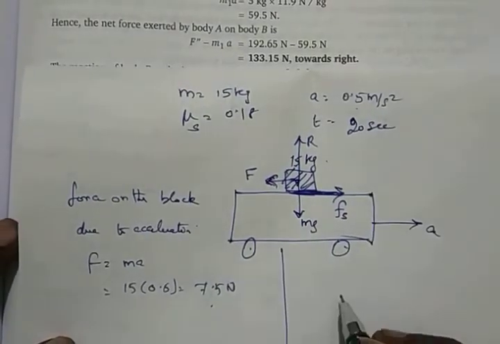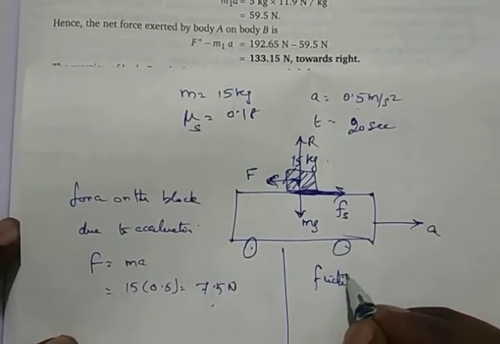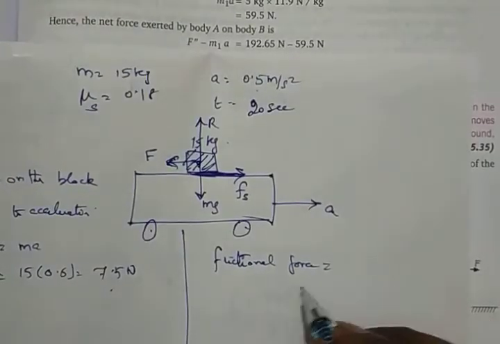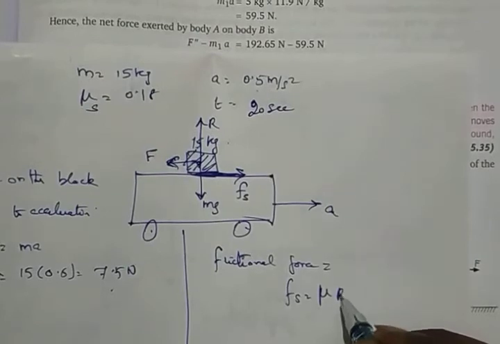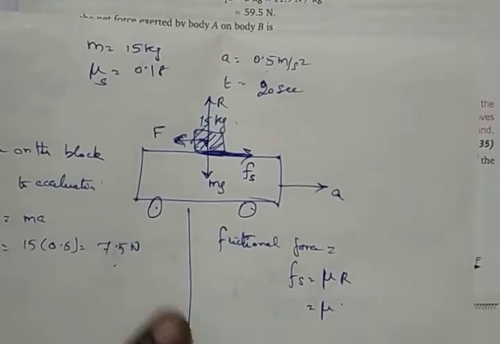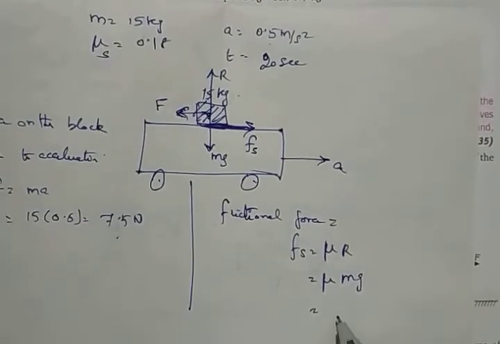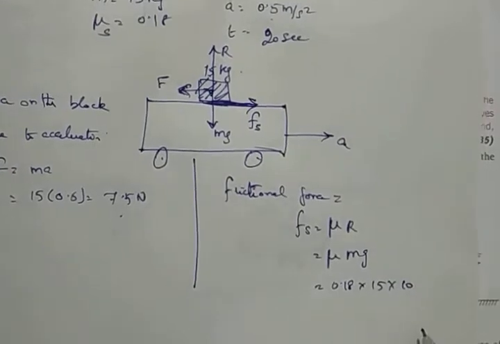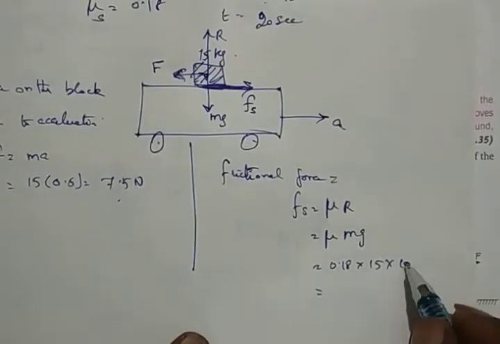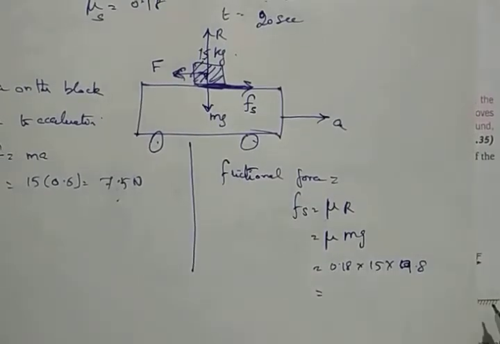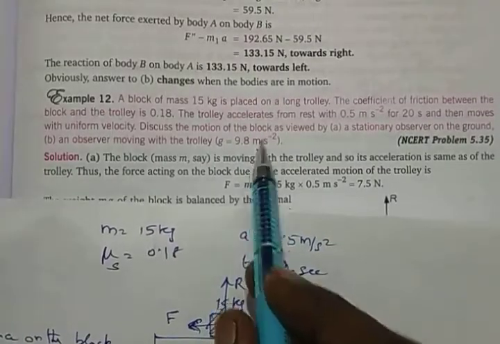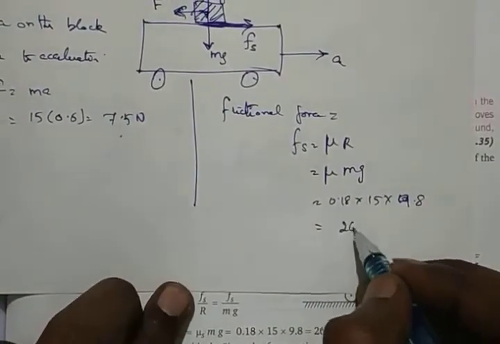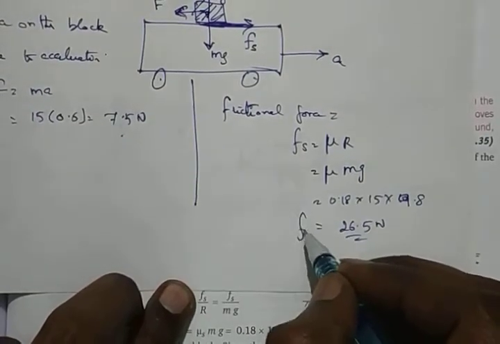So the second part is frictional force. You need to find out the frictional force. So what is the frictional force? Fs is equal to mu into R, mu into m into g. So mu is already given here as 0.18 and mass is 15, and g you can take as 10 maybe, or you can take it as 9.8 also. I don't know what they have given, and they have given 9.8. Once you do this, you will get a frictional force of 26.5 newtons.